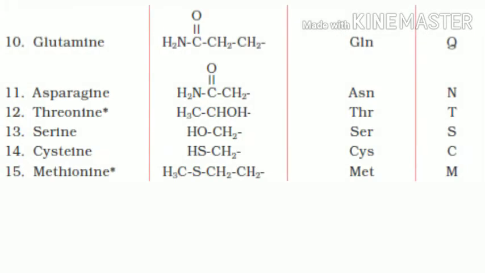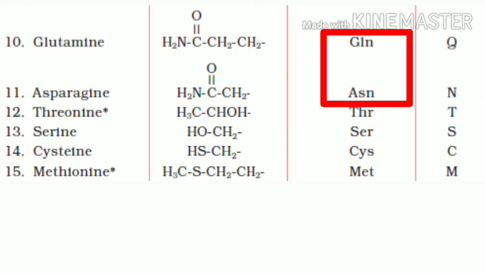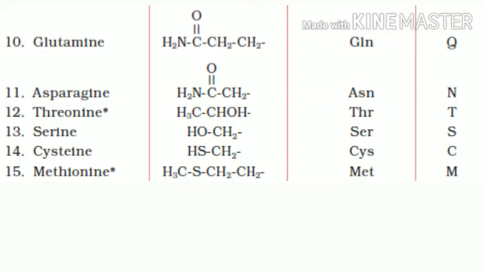After these amino acids, now let's move on to the next 6 amino acids. Here we can see that the exceptions to the 1-letter code are for glutamine and asparagine, which are Q and N respectively. And for the same amino acids, the 3-letter codes are also GLN and ASN, which is an exception to the actual rule. Otherwise, for threonine, serine, cysteine, and methionine, there is no exception.